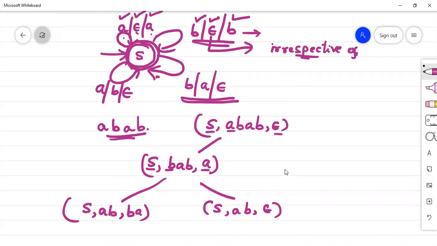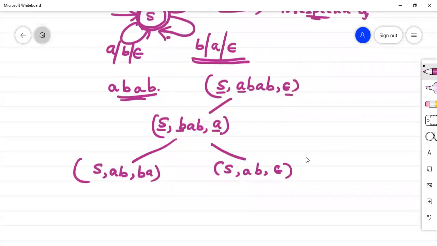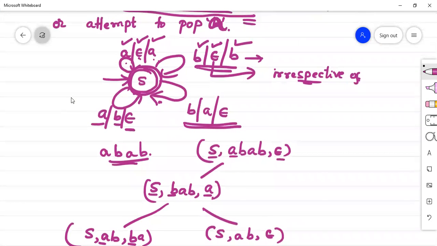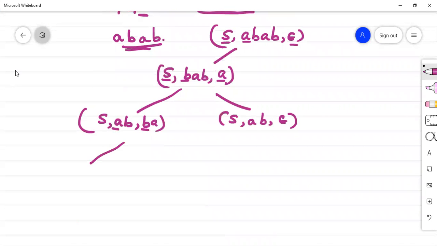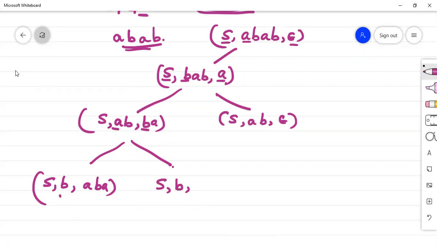Correct. So now next for this A on B, two options, right? You can see A on B you can pop, or A on anything you can push, correct? So let us take push option on the left hand side. So I pushed it. Or let me take a pop option. So if I take a pop option, so I've consumed A and popped B. So I'm left with this. Correct? Similarly here, again B on A, two options. I can pop or B on anything I can push. Correct?